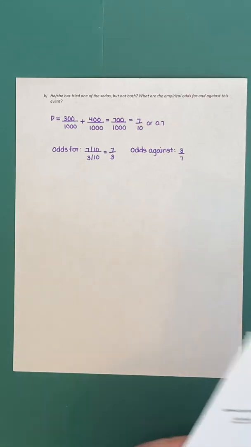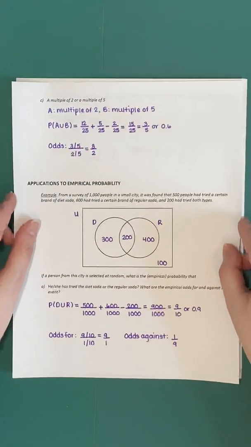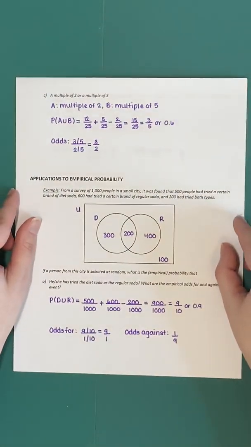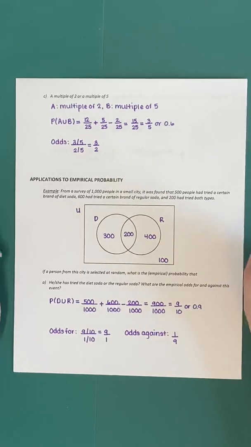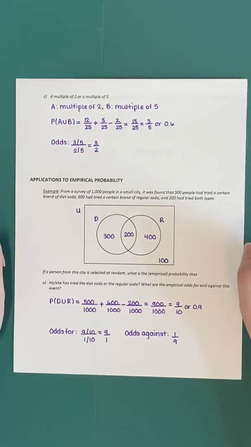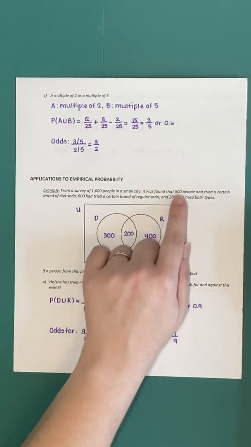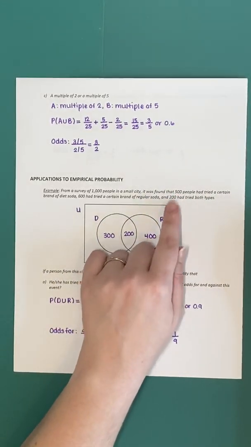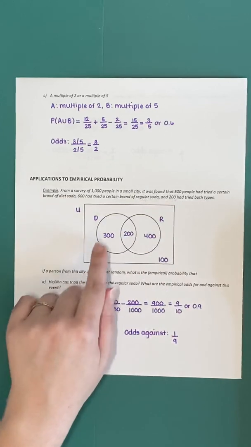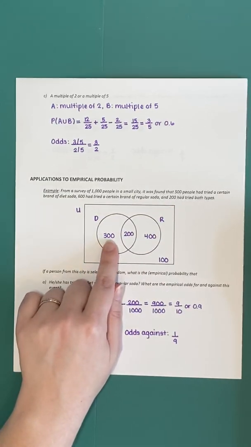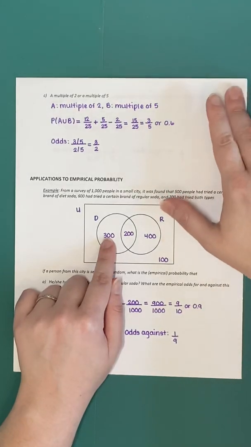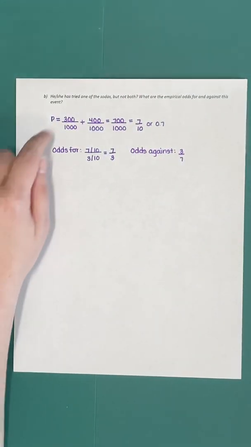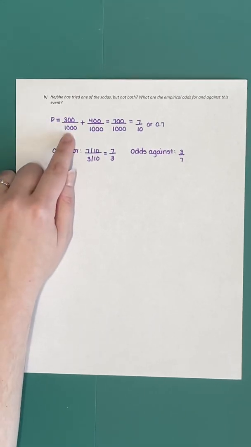Well, this is where that Venn diagram is going to be helpful. So just the diet soda, just that one, or just the regular soda, just that one. Well, how many people have just tried the diet soda? Well, we know 500 people in total tried it, but 200 tried both, which means that 300 people out of the 1,000 just tried the diet soda. So the probability of choosing someone that just tried that diet soda is going to be 300 out of 1,000.